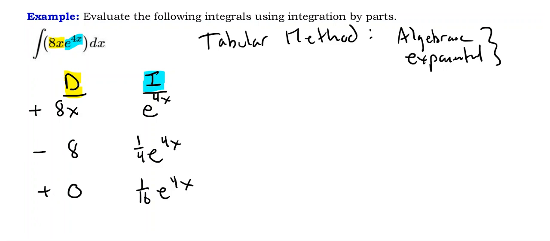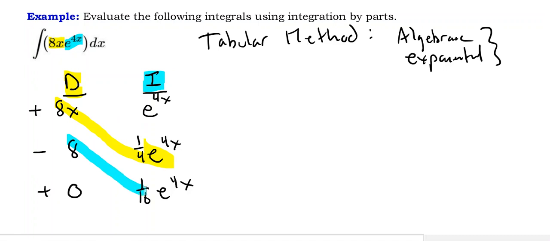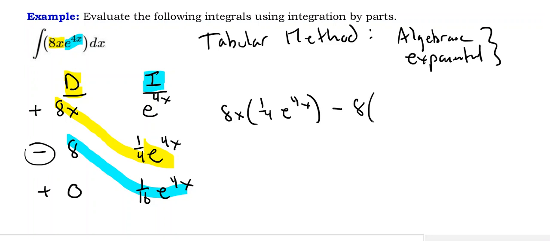So here's what we do. I'm going to draw a diagonal line here and a diagonal line here. Okay. And so we are going to multiply this 8x times the 1/4 e to the 4x, and then minus, because this is a minus, 8 times the 1/16 e to the 4x.